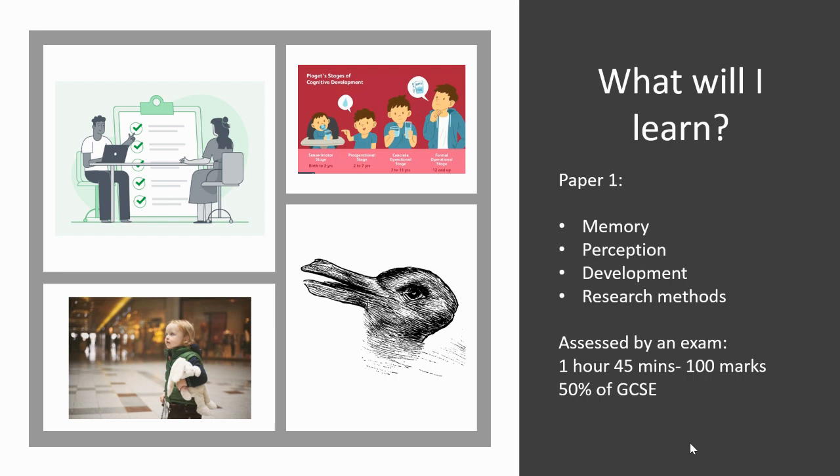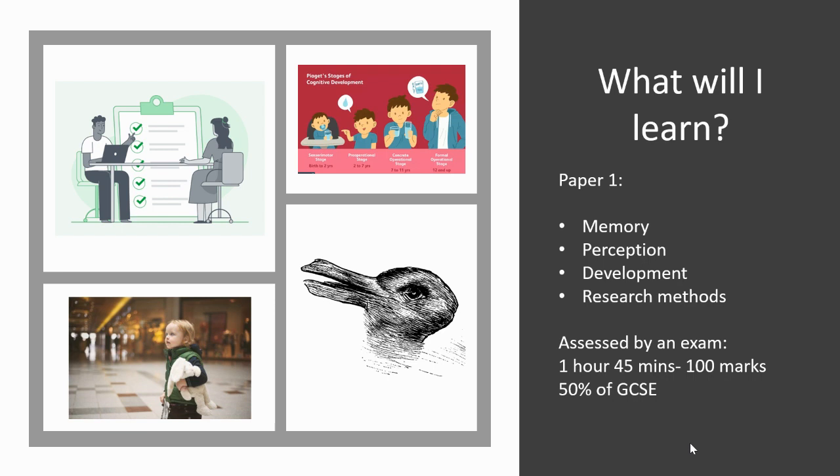We also study a topic called perception. So if you look at the image on the bottom right hand side, this is known as an ambiguous figure because there are 2 images you should be able to see, a duck and a rabbit. So we look at how these visual illusions are able to trick our brain.